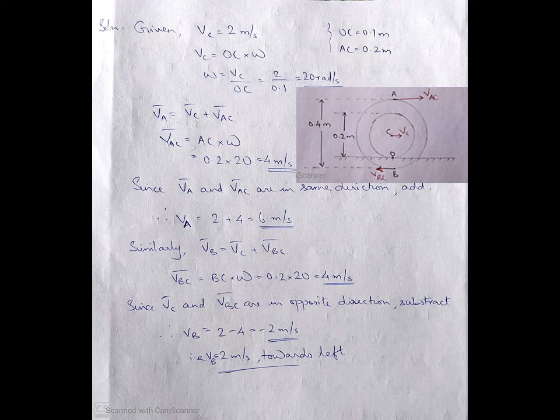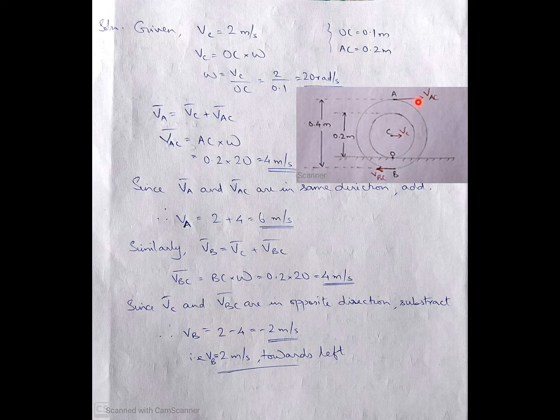Now what all things are to be calculated? Velocity at point A as well as velocity of point B. Anyway, we have to calculate velocity of A with respect to C as well as B with respect to C. How to calculate velocity of A with respect to C? VAC is AC into omega. AC distance we know, into omega. How to calculate omega? It is to be calculated from this center velocity, which means VC equals OC into omega, or VC equals R omega, the inner radius itself. So omega will be VC divided by OC, which means you will be getting omega as 20 radians per second.